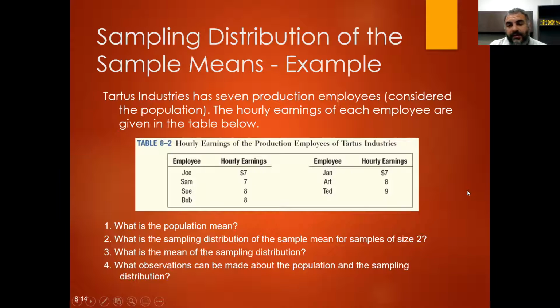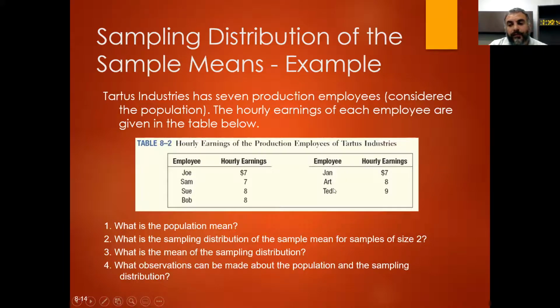So how many scenarios do we have over here? We have 1, 2, 3, 4, 5, 6, 7. So we have 7 employees. In this scenario, it doesn't matter if Joe comes first or Sam comes first.